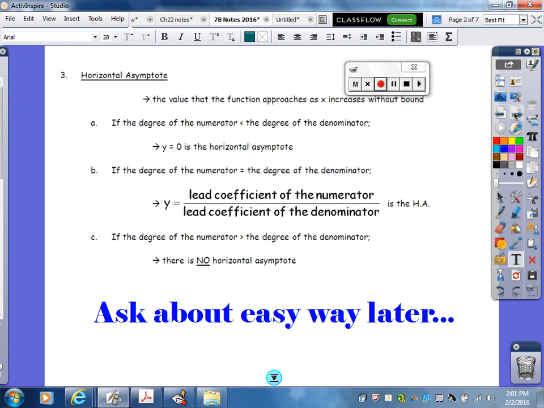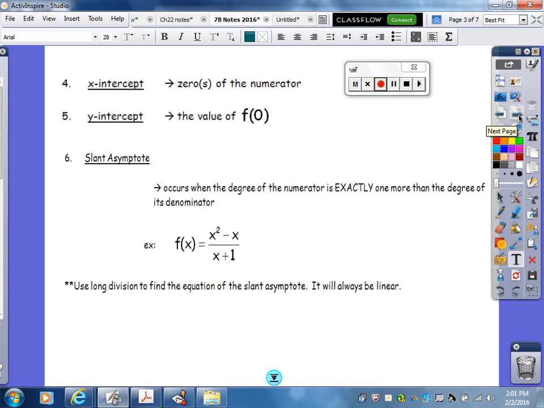And like I said, I'm going to show you an easy way to find these as we go through our examples today. All right, x-intercepts are the zeros of the numerator, here again once the common factor has been removed. The y-intercept is the value of f of 0, when x equals 0. And here's 6, slant asymptote. We're going to look at this on the next set of notes, but it occurs when the degree of the numerator is exactly 1 more than the degree of the denominator.